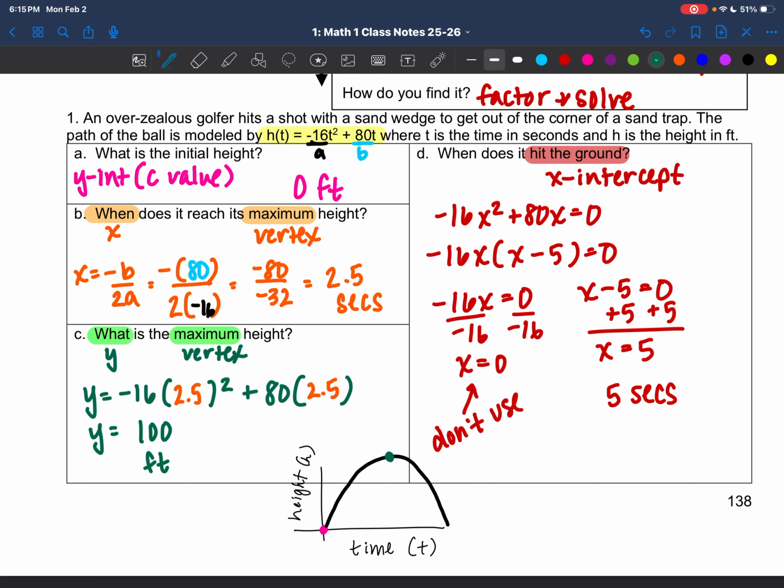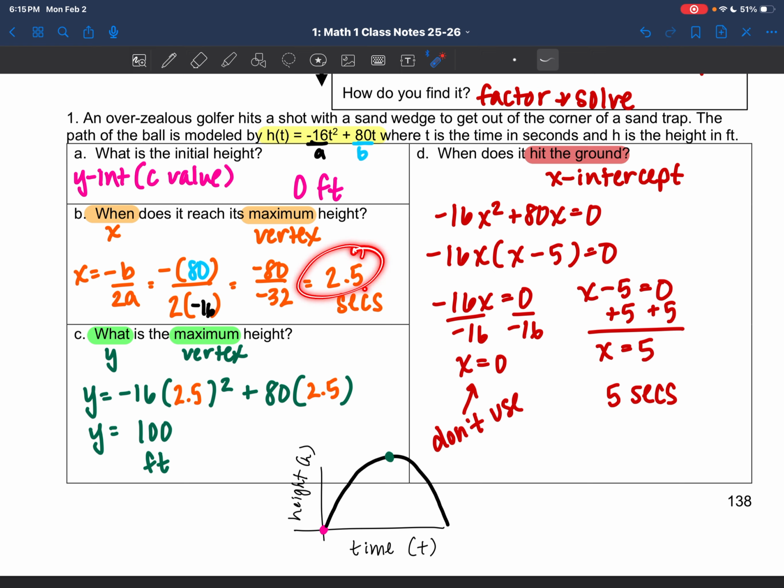To find that, we need to know a couple pieces of information. When does it reach its maximum? That would be here, and when is your time, so you're looking for the x value of your vertex. So you're going to plug in: negative 80, which is b, over 2 times negative 16, which gives you negative 80 over negative 32. This one we can keep as a decimal, that's fine. It's 2.5 seconds, because we said that was our time. So that's the x value.